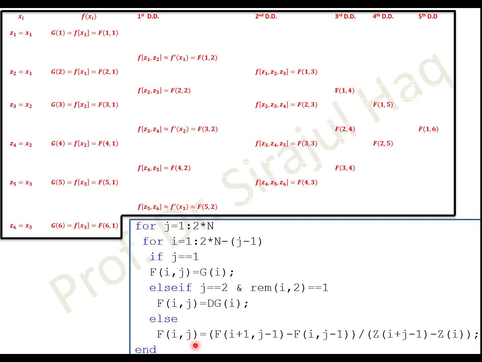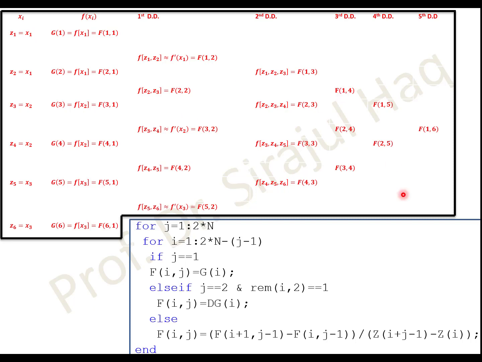f of 1, 3 is f of 2, 2 minus f of 1, 2, divided by, this is 1 plus 3 is equal to 4, 4 minus 1 is equal to 3, z3 minus z1. This is z3 minus z1, and this is the definition of the divided differences. So I will leave the rest for you because I discussed that previously.